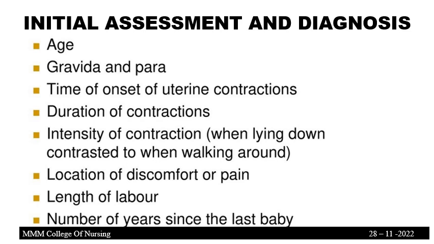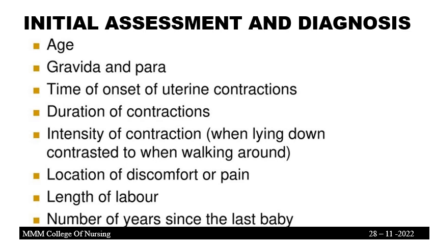So what is an assessment? What all do you have to assess? You have to assess the age, gravida, para, and time of onset of uterine contraction. The onset can be in hospital or at home. You have to take a clear history from the mother. When does the pain start? Was the pain regular, was it increasing? If the pain was regular and increasing, that is the time of onset of true contraction. So you have to note the time correctly, and the intensity of contraction, and the location of discomfort or pain.